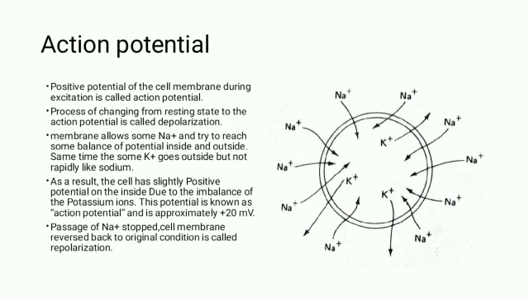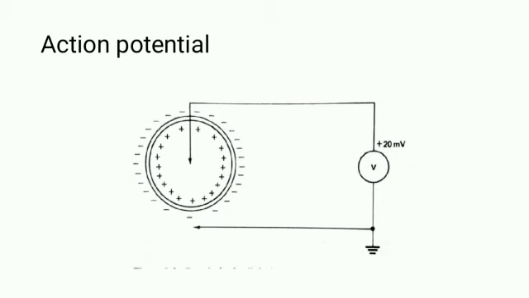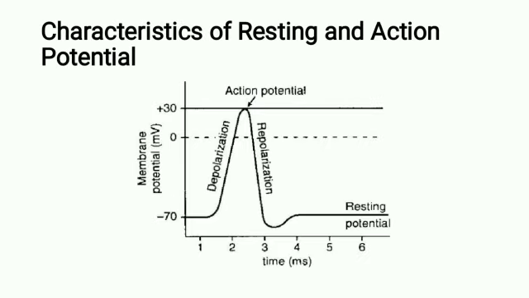When the passage of sodium ions is stopped, the cell membrane is reversed back to its original condition. This is called repolarization. This is the action potential, that is, the inside of the cell is positive. This one is a characteristic of resting and action potential.